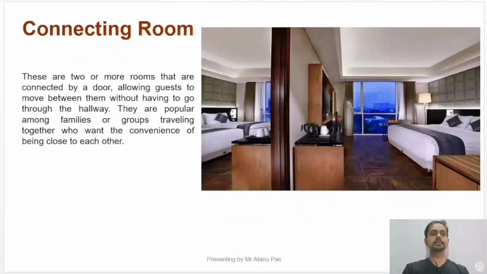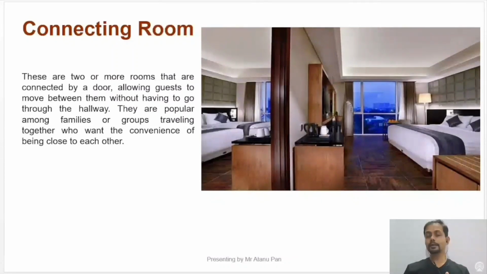The next one is connecting room. Connecting rooms are two rooms which are located side by side, sharing a common wall. Two adjacent rooms located next to each other, having a common wall, and both the rooms are connected internally through an interconnecting door. All right, so from one room you can go to another room.